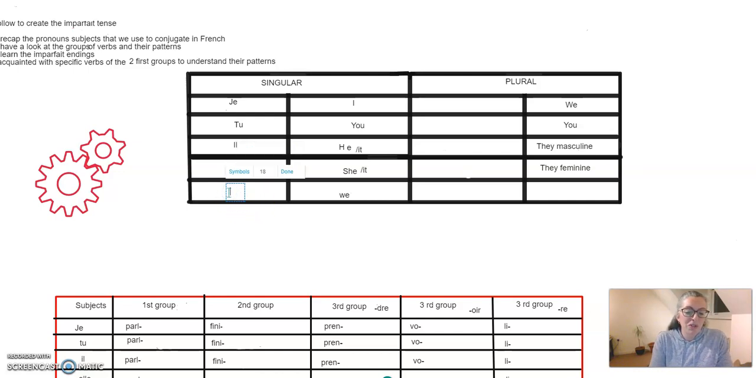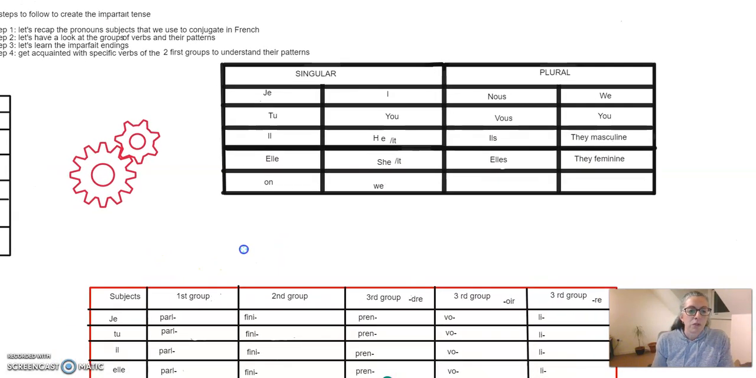Then we will be able to translate we by on. Then the we is normally translated by nous. You will be translated by vous, but vous is also a formal way to talk to another person. And then we will be able to translate they masculine by ils and they feminine by elles.